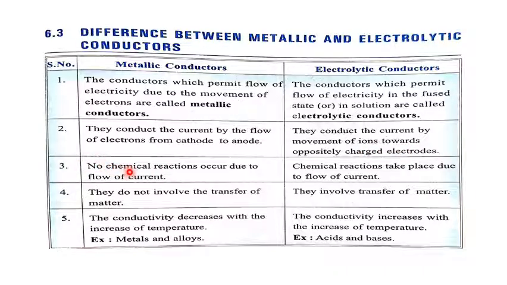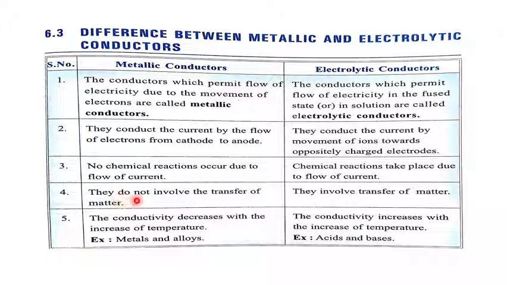Next, no chemical reactions take place due to the flow of current in metallic conductors. Chemical reactions take place due to the flow of current in electrolytic conductors. Already I explained, when electricity is passed through the aqueous solution, anions move towards the anode and cations move towards the cathode. Reactions take place at the electrodes.